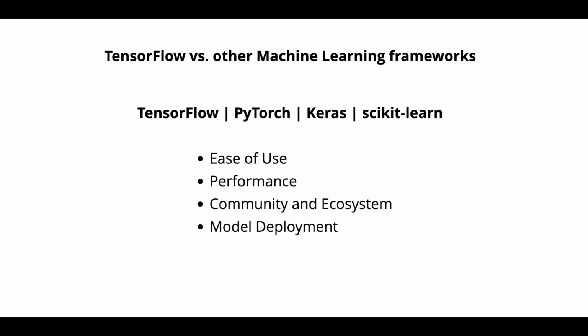It provides a user-friendly interface for building and training neural networks, making it suitable for beginners and experienced developers alike. Scikit-learn is a machine learning library in Python that focuses on traditional machine learning algorithms like classification, regression, clustering, and dimensionality reduction. It offers a simple and consistent API for model training, evaluation, and prediction.